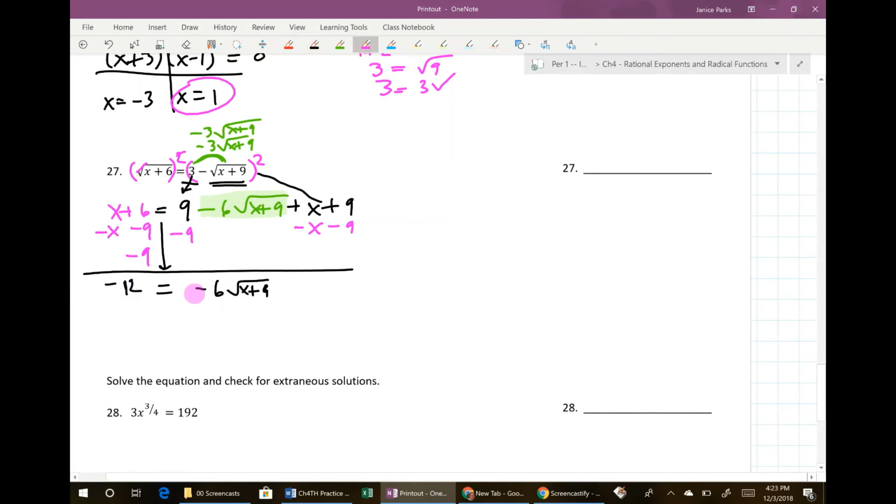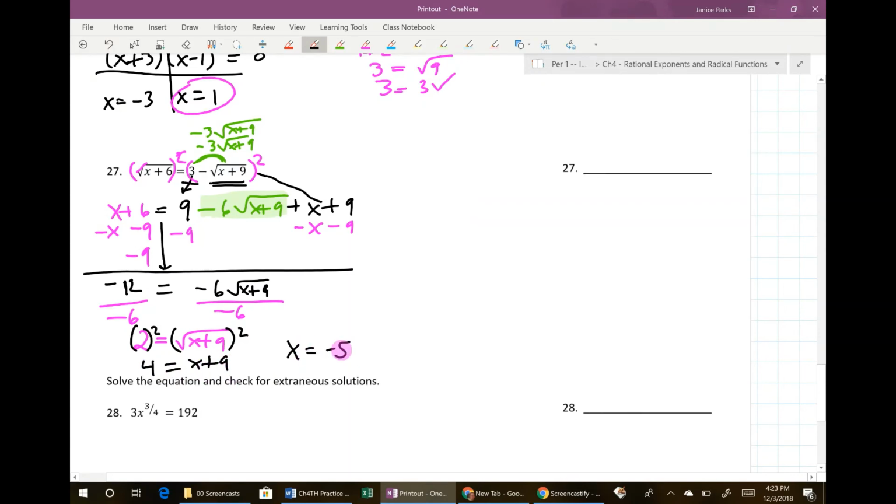Because 6 goes in evenly into negative 12, I'm going to go ahead and divide it. If it didn't, I would just square both sides as it was. So I'm going to divide both sides by negative 6. So 2 is equal to the square root of x plus 9. Then you could square both sides. So 4 is equal to x plus 9, so x is equal to negative 5.